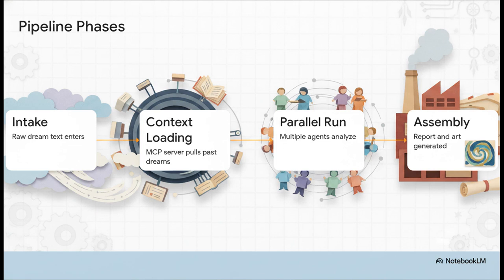And this entire swarm is run by a process orchestrator following a super strict 4-phase pipeline. It's basically an assembly line of highly specialized digital psychologists working in perfect sync. First, you have intake, where the raw dream text actually enters. Second is context loading, where that MCP server pulls up past dreams. Third is parallel dispatch, where multiple agents jump in to analyze the dream simultaneously. And finally, assembly, where the final report and the art are generated.